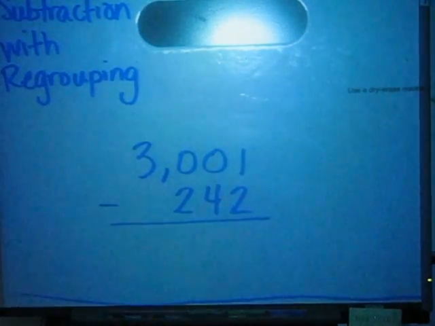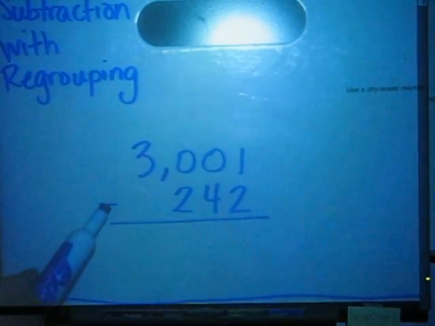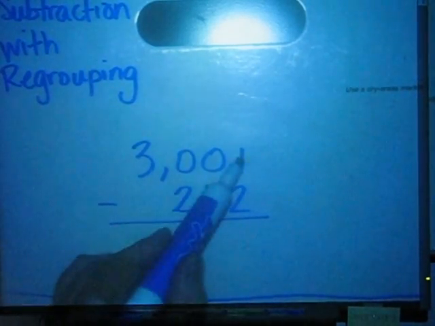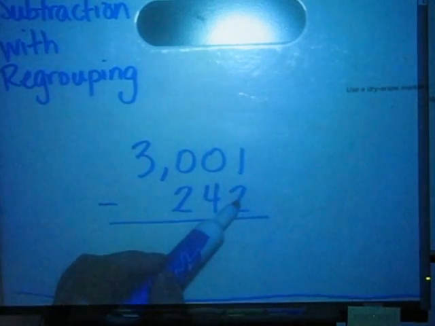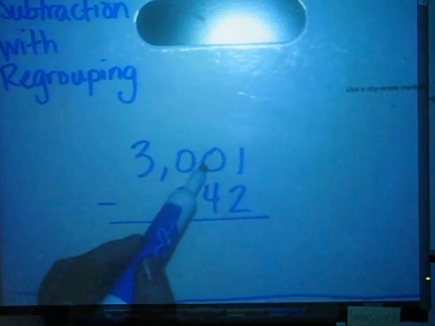Okay? And this is one that a lot of students have a really hard time with, so we're going to review it real quick. So here, again, I have to remember I'm subtracting. I have 1 minus 2. Can I take 2 away from 1? The answer is no. So I need to go to my neighbor and borrow 1.